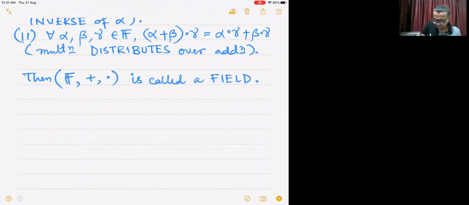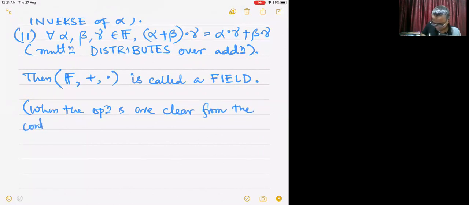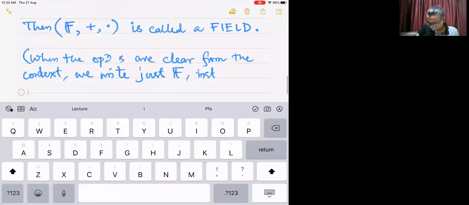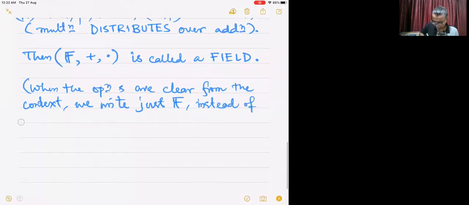When it's clear from the context, we'll just write F. When the operations are clear from the context, we write just F instead of F plus and dot.